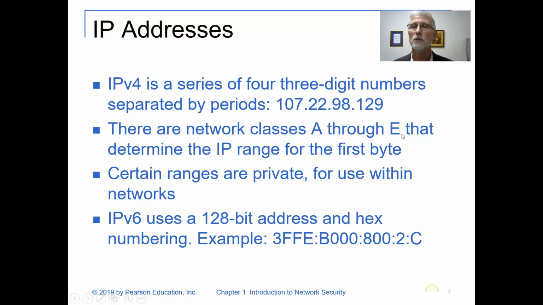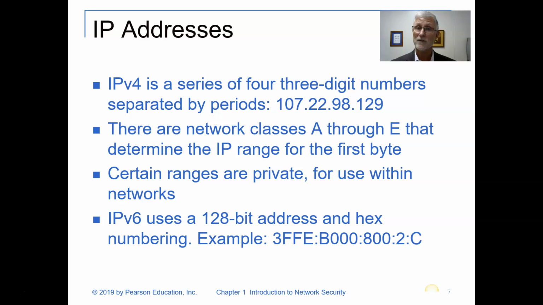And we're not going to go through all the different classes. Just know that there are certain classifications. Most of the ones that we deal with are A, B, and C. A are for very large companies. B is for middle-sized companies. C is for smaller companies. And then D and E are used for research and communication between different transmission protocols.